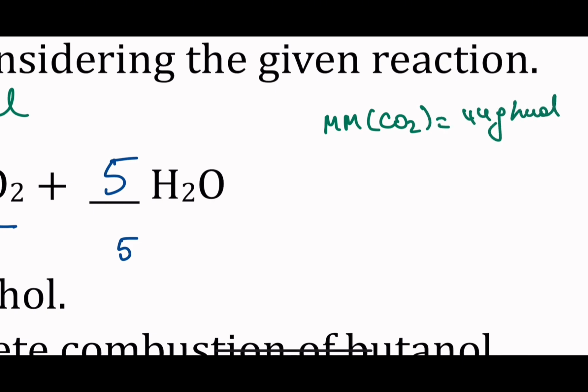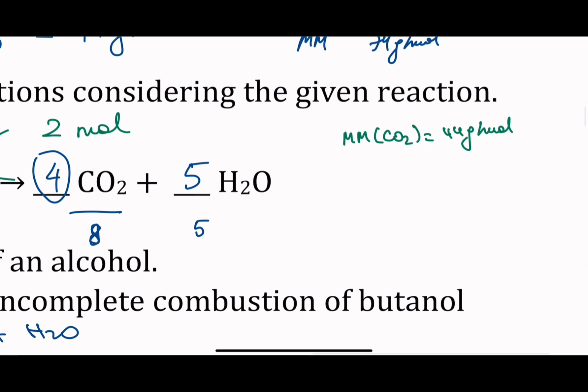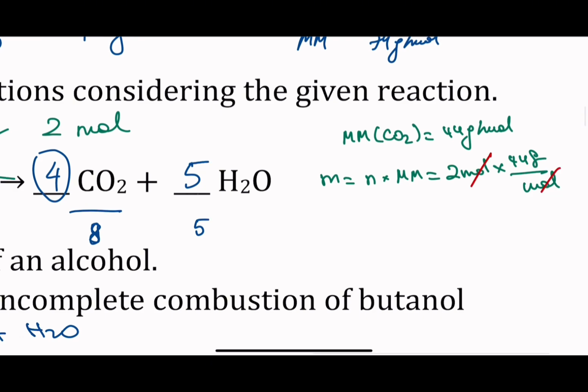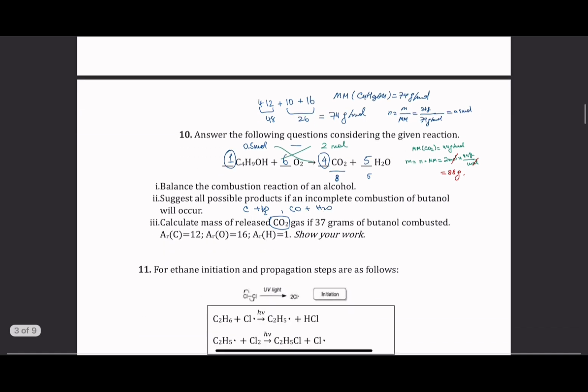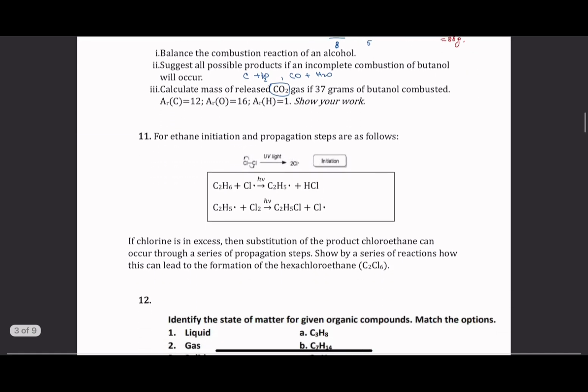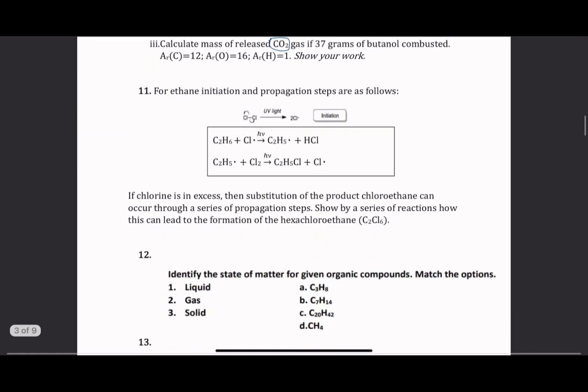You need to be able to find it, and the mass would be mole number multiplied by molar mass, which is 2 moles multiplied by 44 gram per mole, and this would give you, mole and mole cancel, 88 grams of CO2. Now we move on to the next exercise in here.